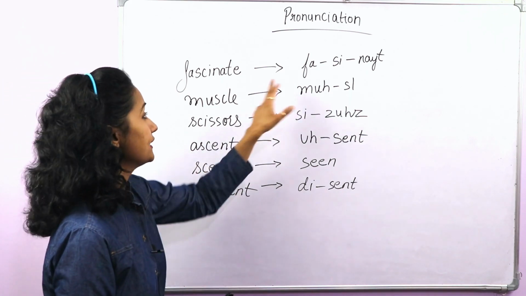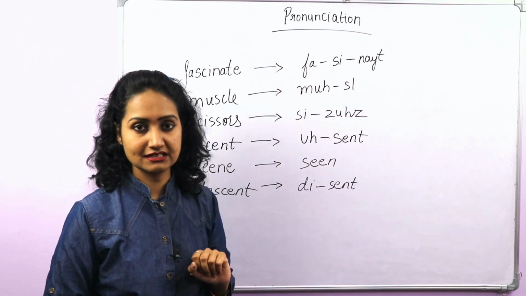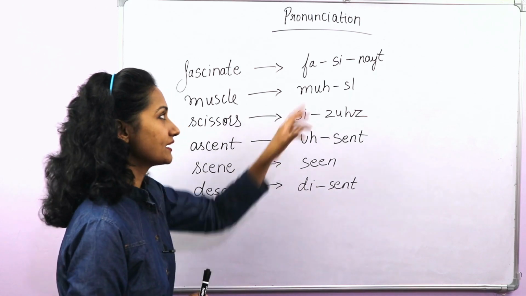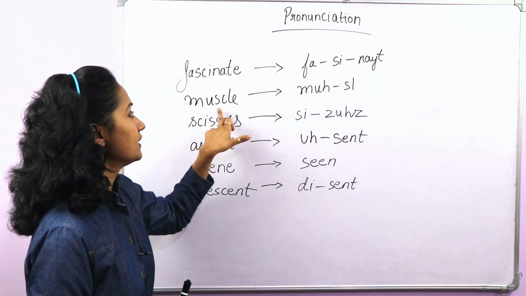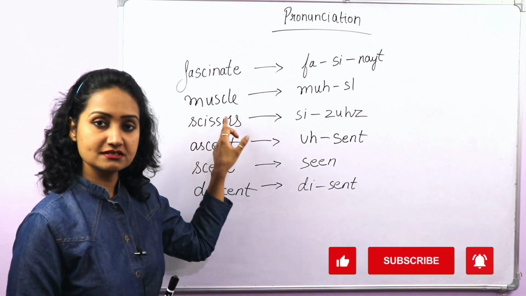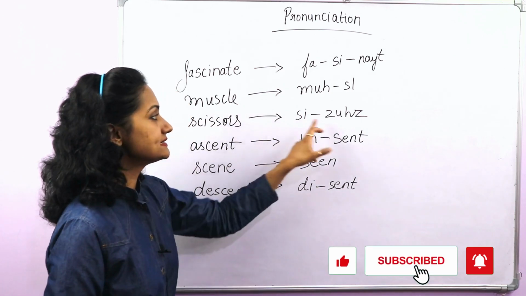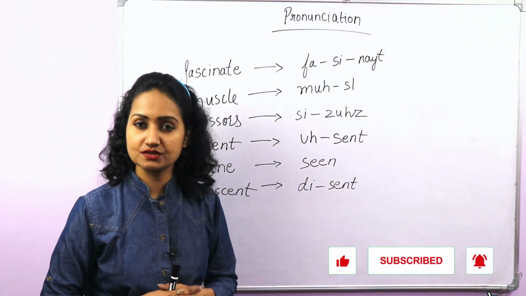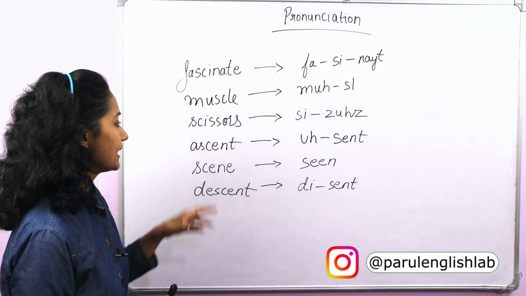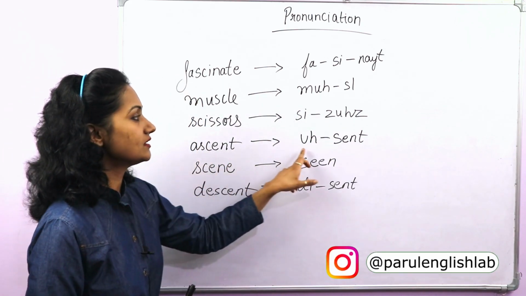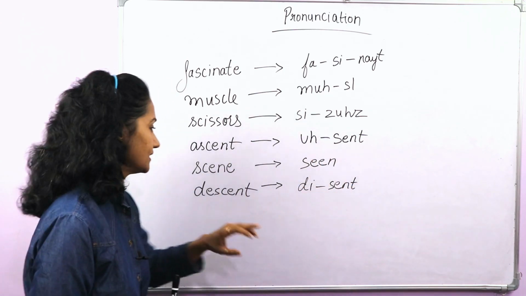First one is fascinate. Next is muscle. Next is not scissors with a c sound, but scissors. Next is not accent with a k sound, it's accent.